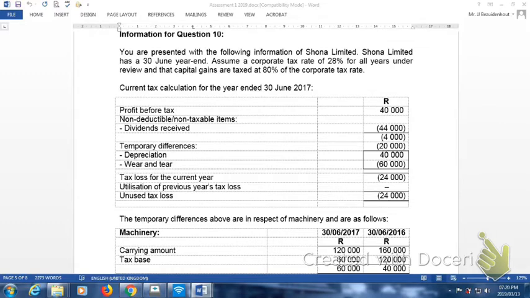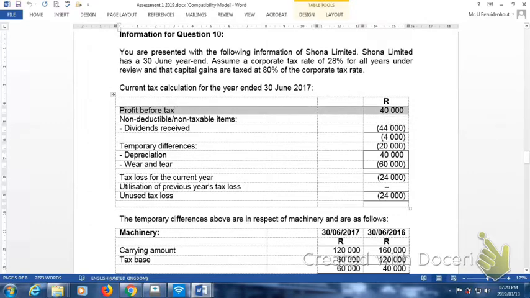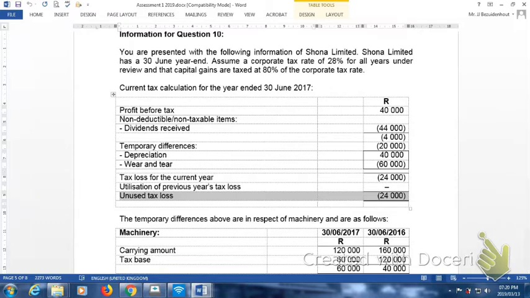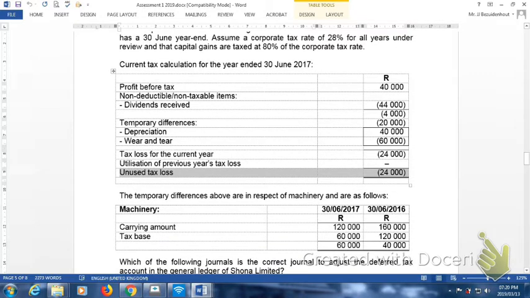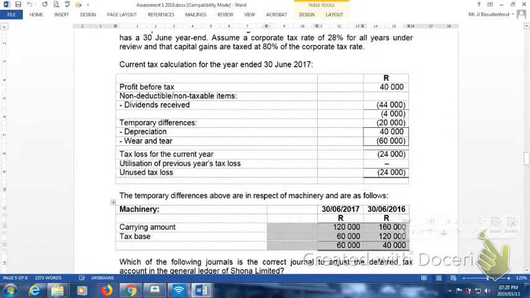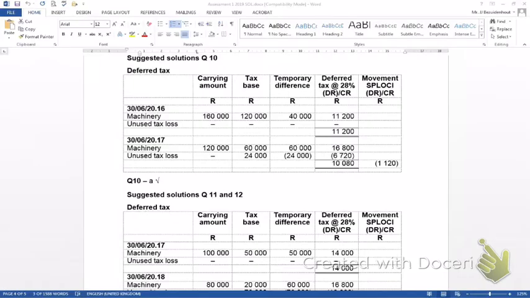Now as you can see there, question 10 gave you some information again. It gave you the profit before tax, there you've got that figure, but it also gave you an unused tax loss at the end of the year due to various reasons. Now, you had to calculate which journal entry was applicable. And then we give you the temporary differences per se. Now your calculation will then look like this.